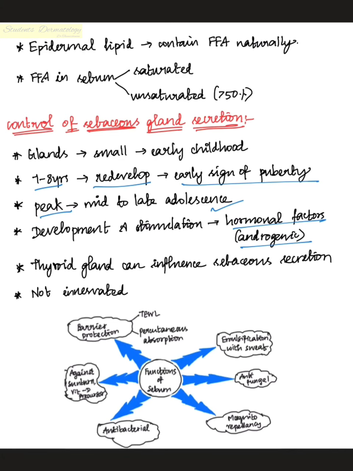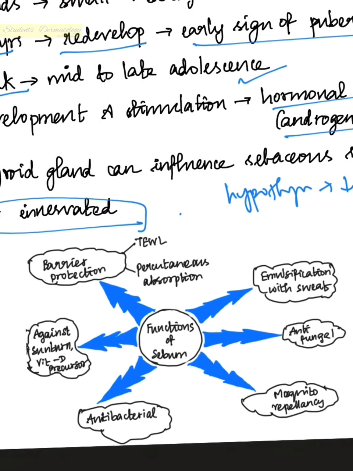It is also found that the thyroid gland can influence sebaceous gland secretion. For example, in hypothyroidism, there is a decreased amount of sebaceous gland activity. And another thing, the sebaceous gland is not innervated, hence any amount of denervation will not cause any change in the sebaceous gland activity.